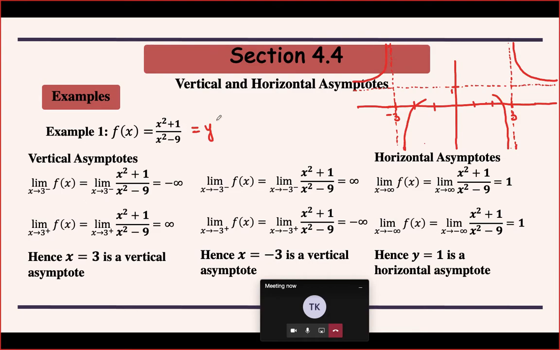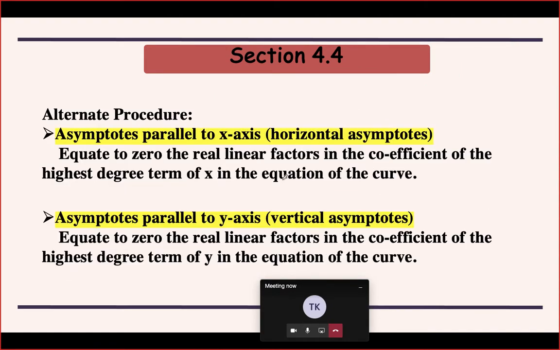But what if you have an equation of a graph or a function where it is not an explicitly defined function? So you may have expressions which have terms in x and y appearing together, a product of x and y appearing. In that case, how do you find these limits, and then how do you find the asymptotes? Okay, so there is another technique which you can use. So that's an alternate procedure.